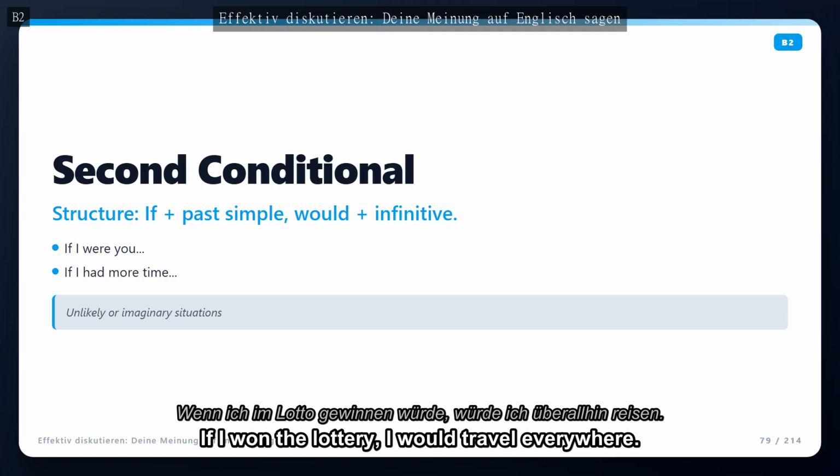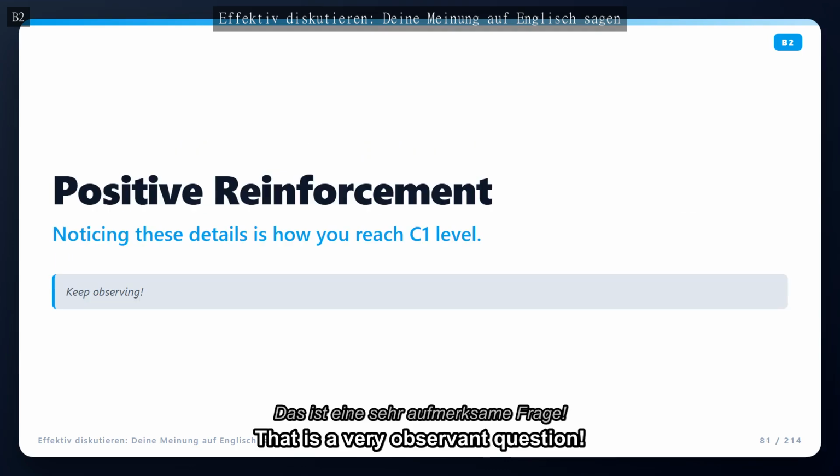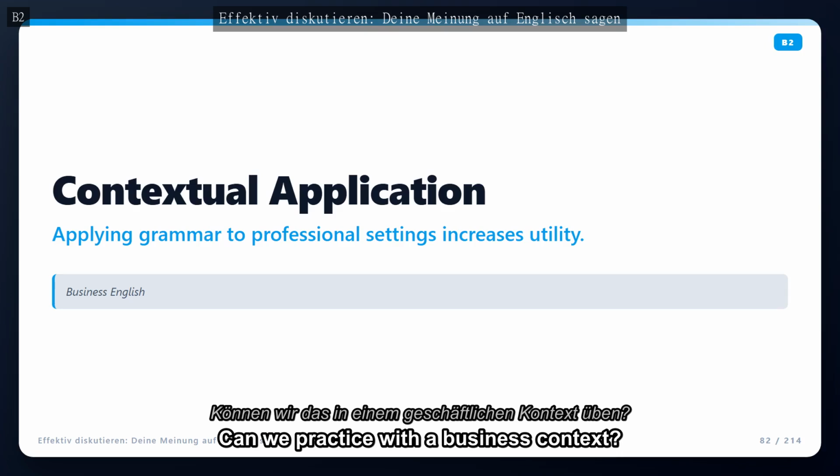If I won the lottery, I would travel everywhere. Why do we use were instead of was? That is a very observant question. Can we practice with a business context?